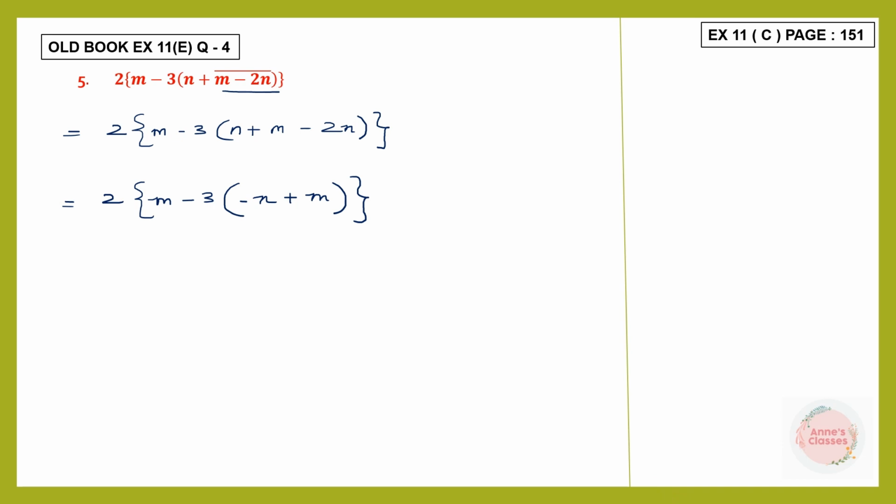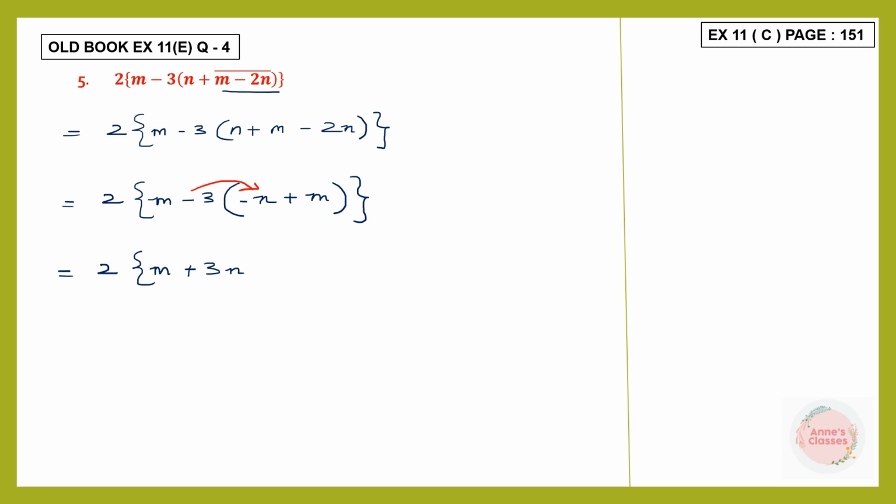So everything else we write as it is. 2 into m minus, now let's be careful here, minus 3 into minus n. This is what we are doing, minus 3 into minus n. Minus into minus is plus, so this is plus. 3 into n is 3n.